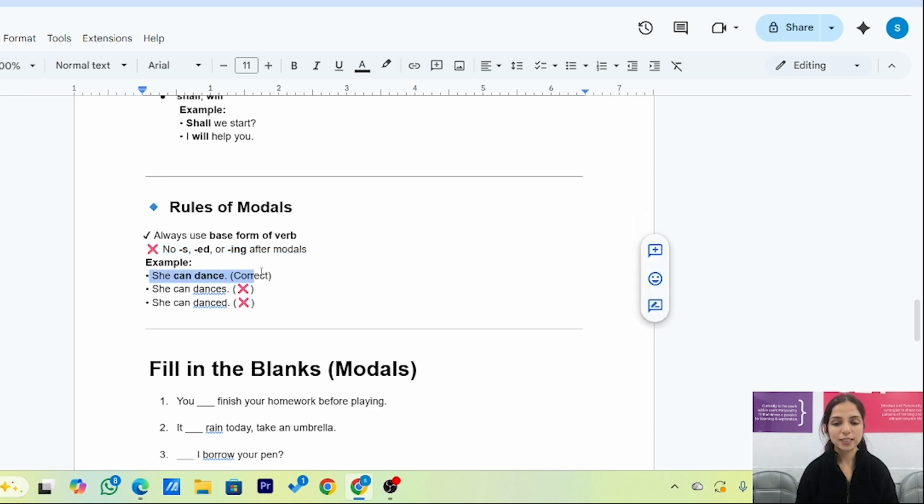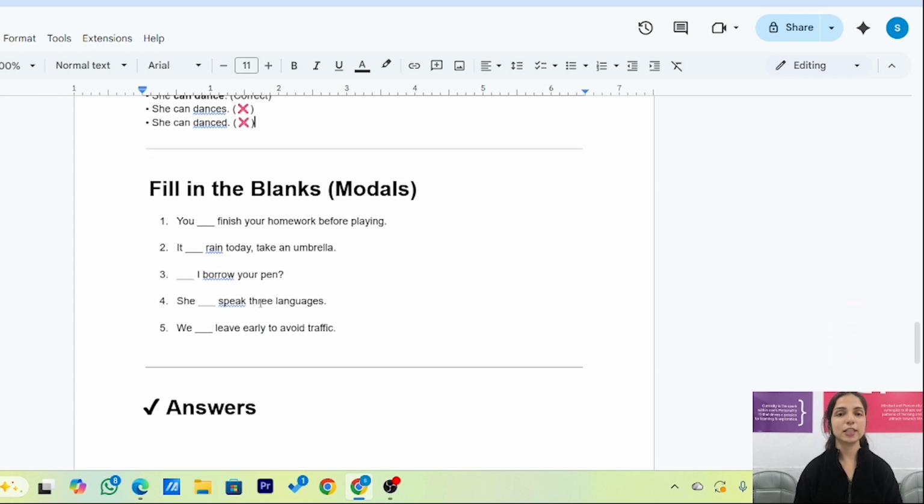So, she can dance. We have to say so here we use the modal can. But if we said she can dances, it will be wrong. We can't use dances. We can't use S-E-S, right? See, no S, no ED or no ING after the modals. So if you're using any word after the modal, like can in this situation, you don't have to use any ED or any S here.